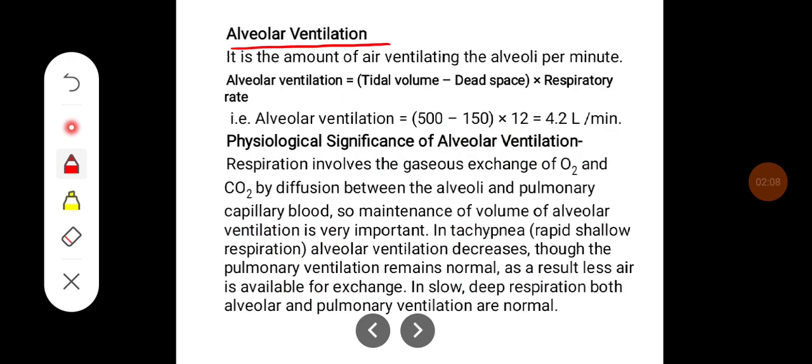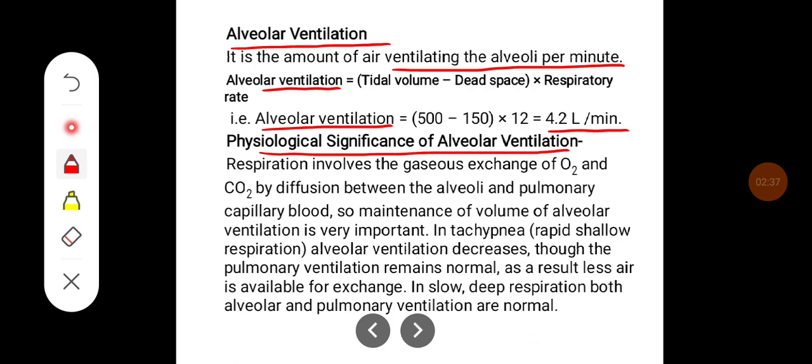Alveolar ventilation, it is the amount of air ventilating the alveoli per minute. Hence, alveolar ventilation can be given as tidal volume minus dead space into respiratory rate. That is, alveolar ventilation is equal to 500 minus 150, where 500 is tidal volume and 150 is dead space, into 12 will give you 4.2 liters per minute. So that is the normal ventilation.